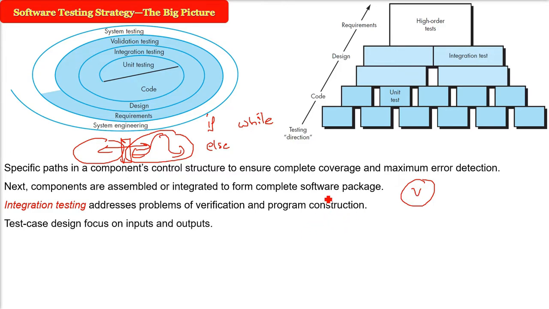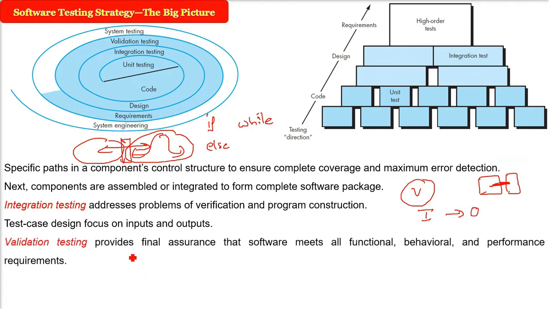So test case design focuses on inputs and outputs. Because what you are feeding to your module, to your function, to your component, or to your components combined, what are the inputs and are you getting proper outputs? Validation testing is actually done against the software requirement specification. So this provides final assurance that software meets all functional, behavioral, and performance requirements.